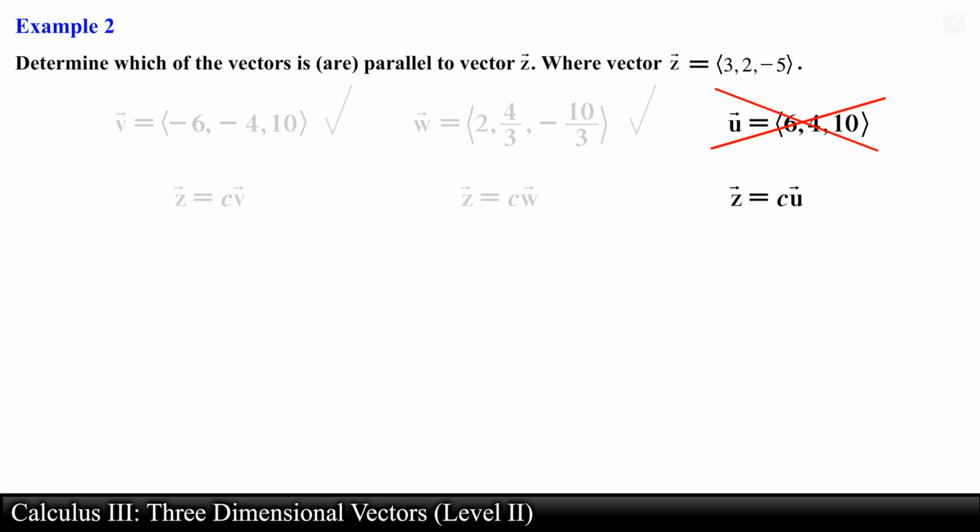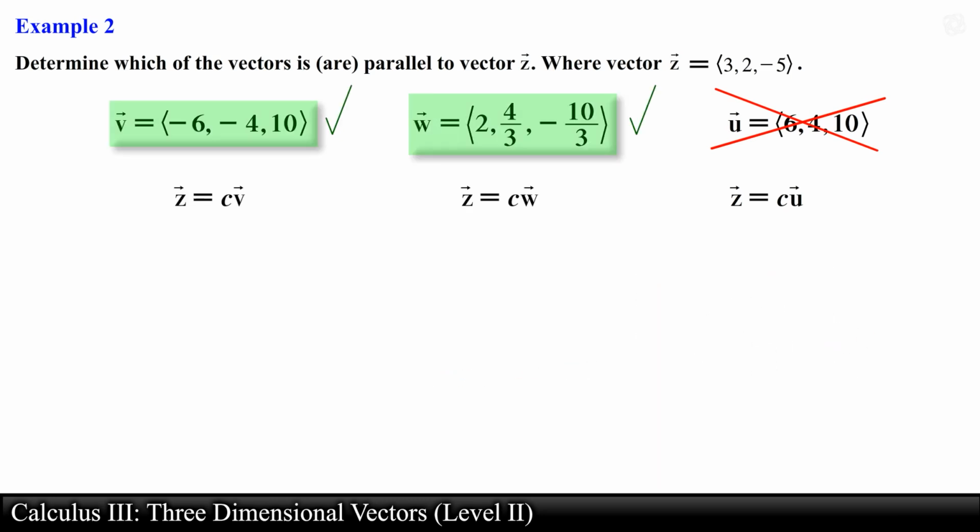So vector z is parallel to vector v and vector w only. Alright, let's move along to the next example.